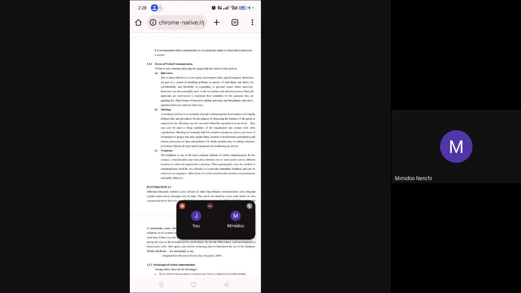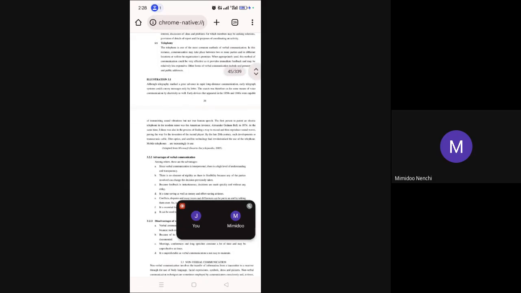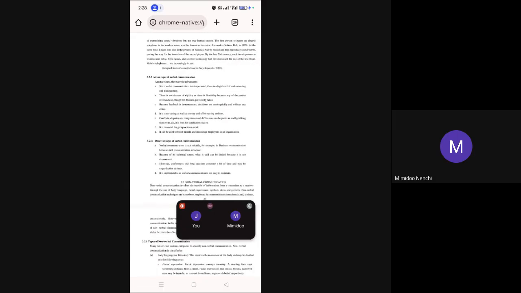Are we together? So communication via telephone is one of the what? Is one of the modes of what? Verbal communication. Are we together? So that's about that. What are the advantages of verbal communication? Since verbal communication is interpersonal, that is, it involves two or more people, it is between two people. Are we together? It's interpersonal.